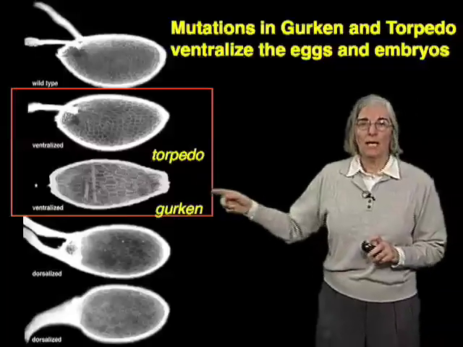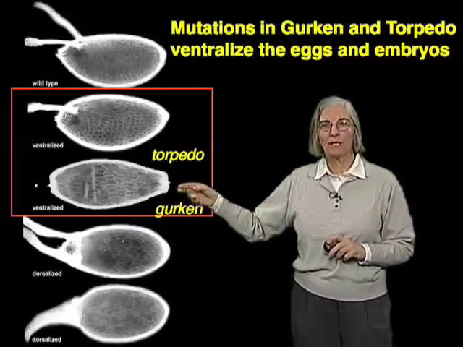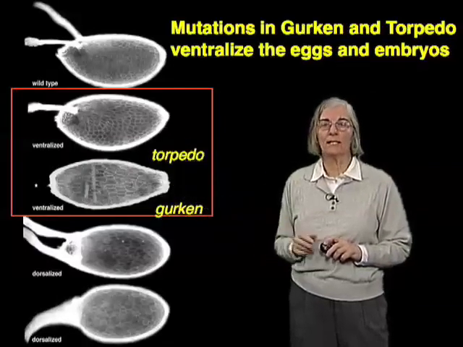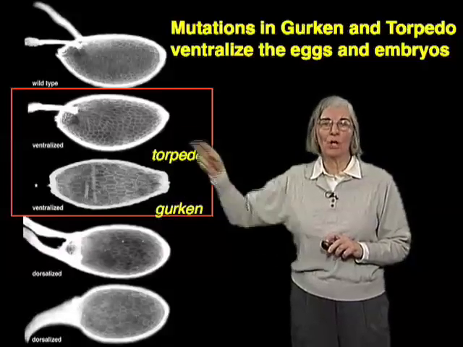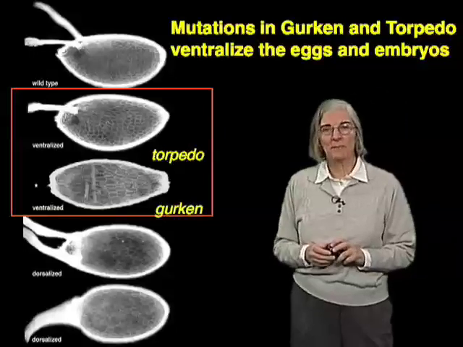We're going to look now at the results that were obtained by such pole cell transplantations for two of the mutants here that ventralize the egg and the embryo. They're called Torpedo and Gurken because of their mutant phenotypes.